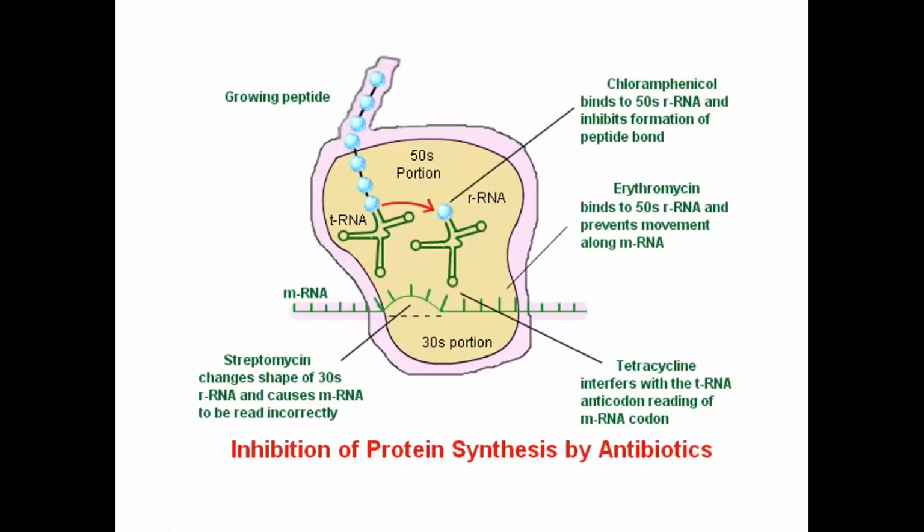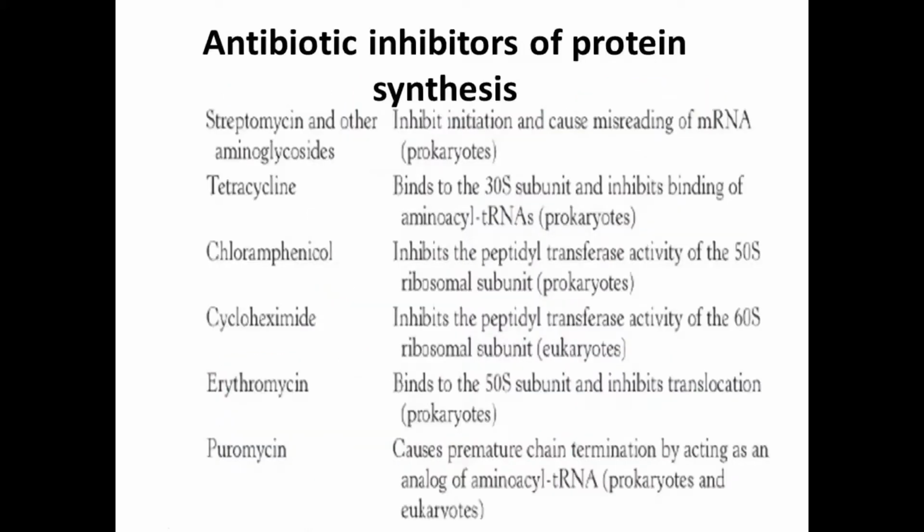Now I'll directly move to this slide, where the antibiotics, or rather the drugs, with their mechanism of how they inhibit protein synthesis is mentioned. Before you read this, you should know the steps involved in protein synthesis. Then you will be able to understand how these drugs inhibit protein synthesis. For example, streptomycin and other aminoglycosides inhibit initiation itself and cause misreading of mRNA.